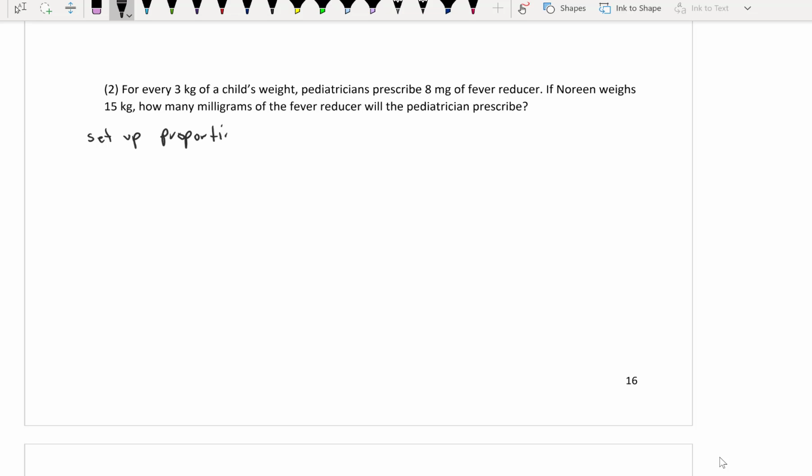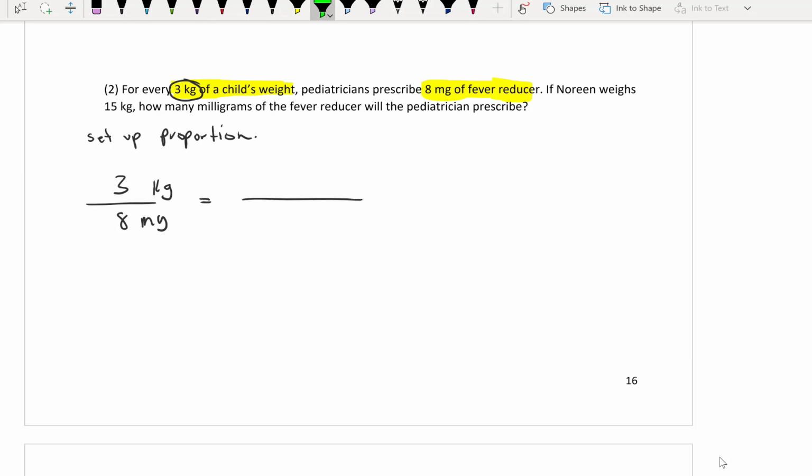So you're going to start by what is given. So it says for every 3 kilograms of a child's weight, it's going to equal 8 milligrams of the fever reducer. So let's go ahead and say that. So this is 8 kg at the child's weight, oops, I got the number wrong here, right? It's 3 kgs, and they prescribe 8 mgs of the fever reducer.